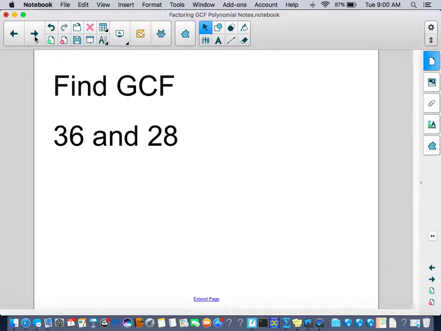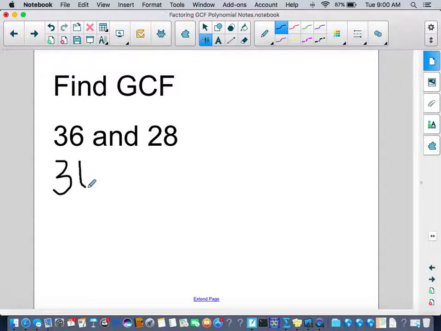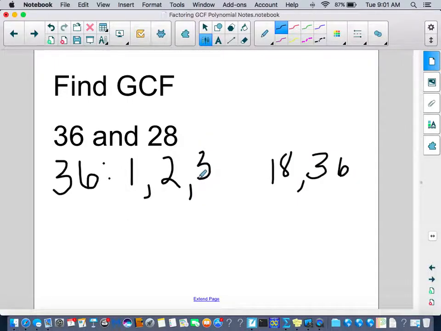Okay, so first thing we need to do is remember what greatest common factor is. If you remember, greatest common factor is when we try to find the factors of numbers. For example, factors of 36 would be 1 and 36, 2 and 18, 3 and 12, 4 and 9, sorry, I'm running out of room, and 6 and 6.